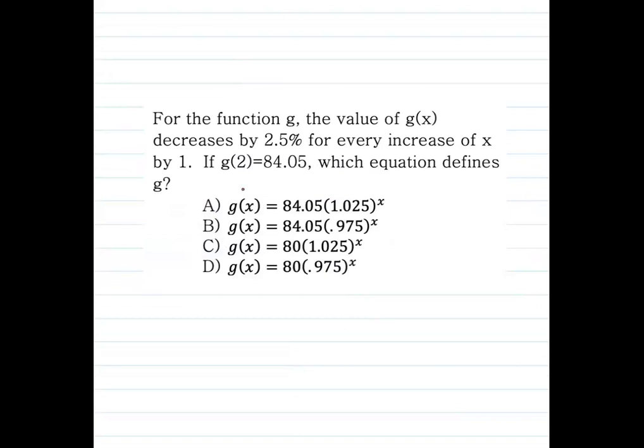In this question, our answers are all in a straight exponential format where we're at some starting number. They're all changing by a certain number. And x is the number of times that that's all happening. Now we're seeing that our number is decreasing by 2.5%.